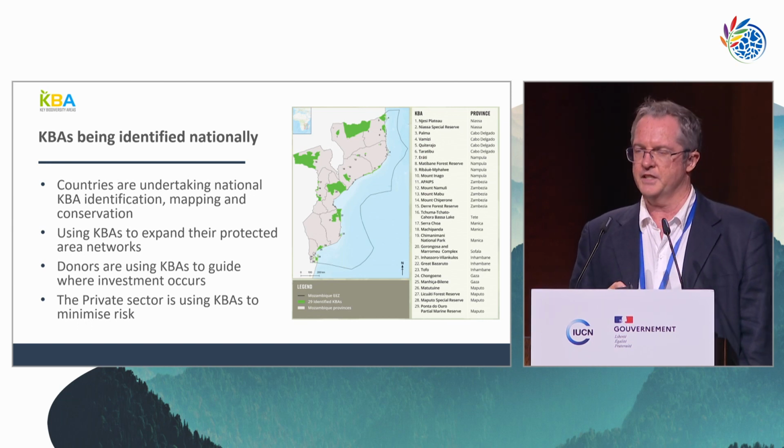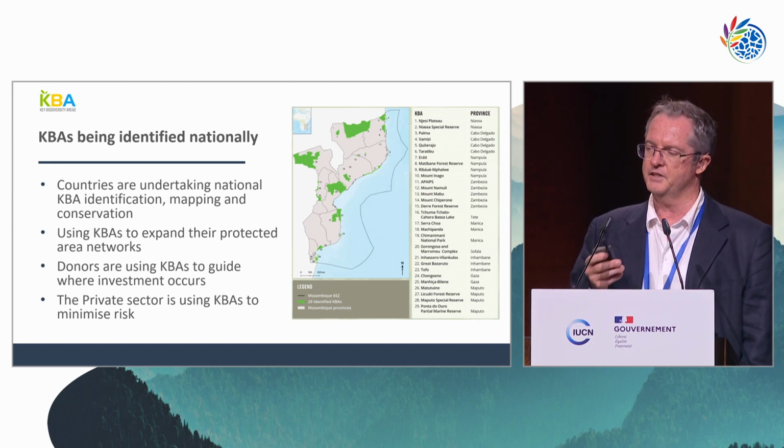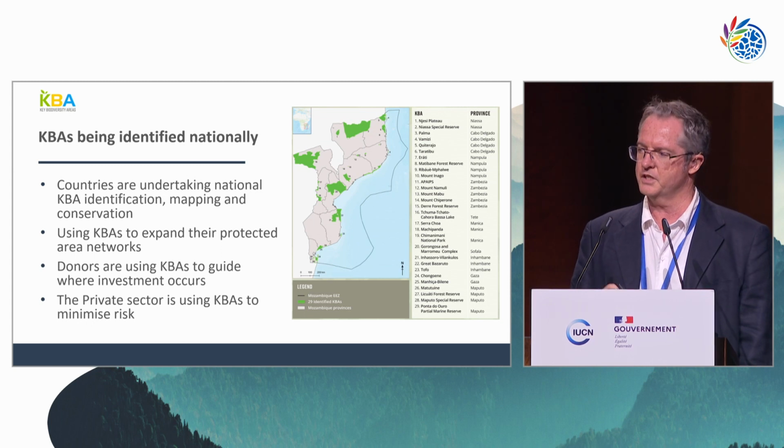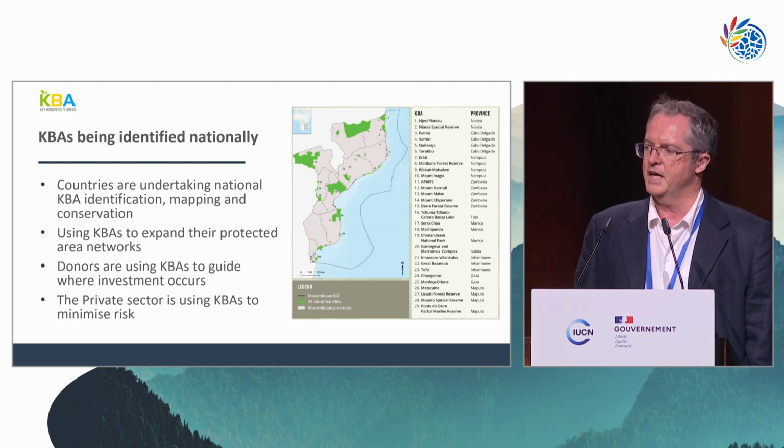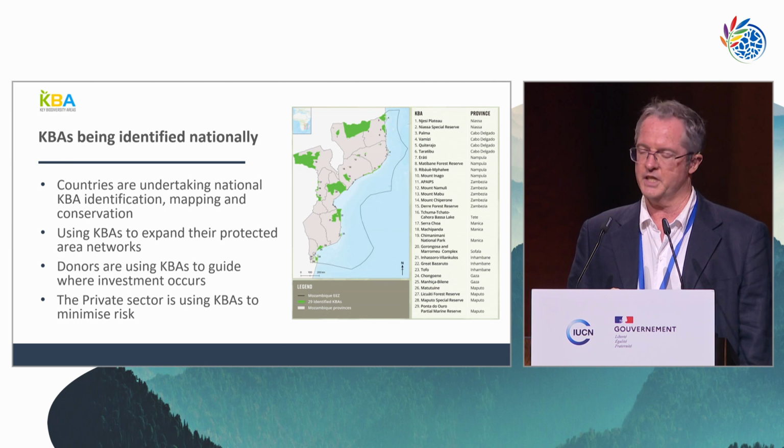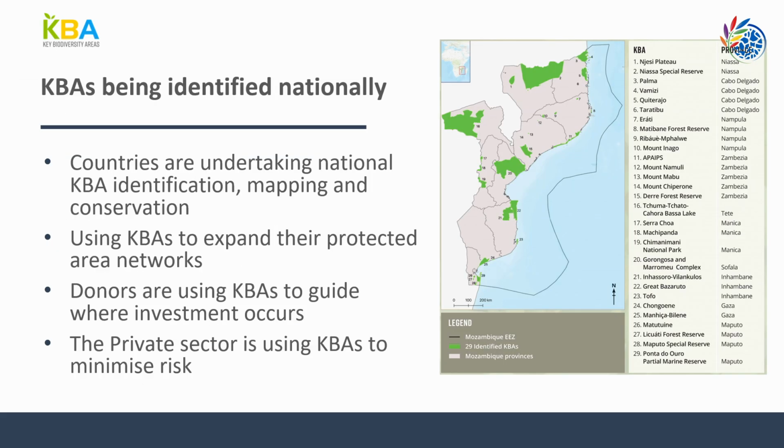KBAs are identified at a national level. They're identified by countries in different parts of the world, and they're being used to expand protected area networks. Donors are using them to decide where they're going to invest, and the private sector, as we'll hear later, is also using KBAs to minimize their risk.